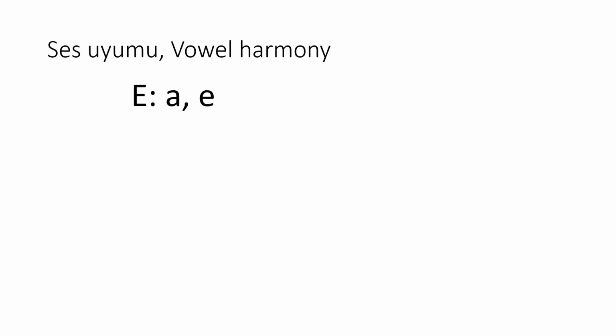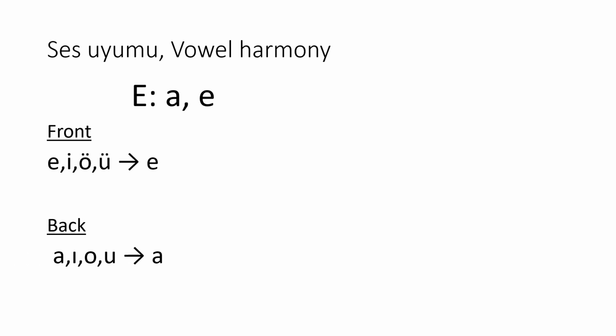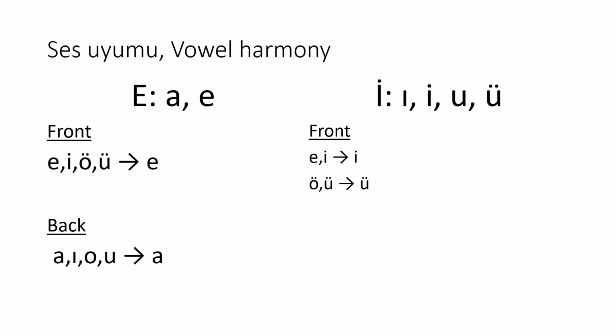So let's see what actually happens with the first type. When the previous vowel of the word is E, I, Ö, Ü, it requires E. When the previous vowel is A, I, O, U, it requires A. With the second type, it's a bit more complicated. When we have E, it requires I. Ü requires Ü. A requires I. And finally, O requires U.